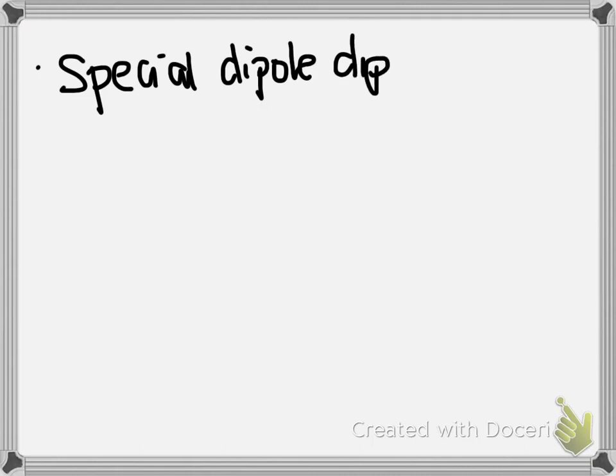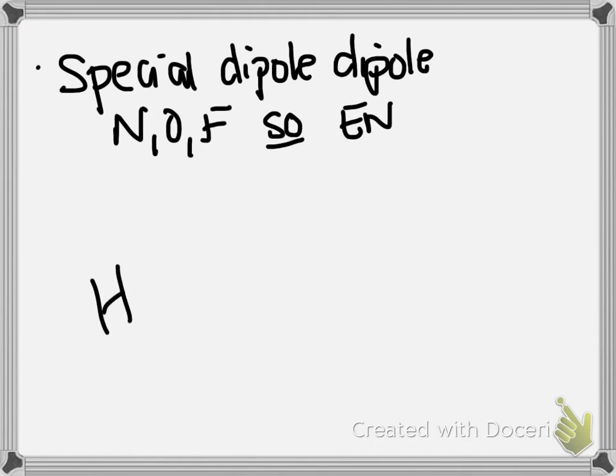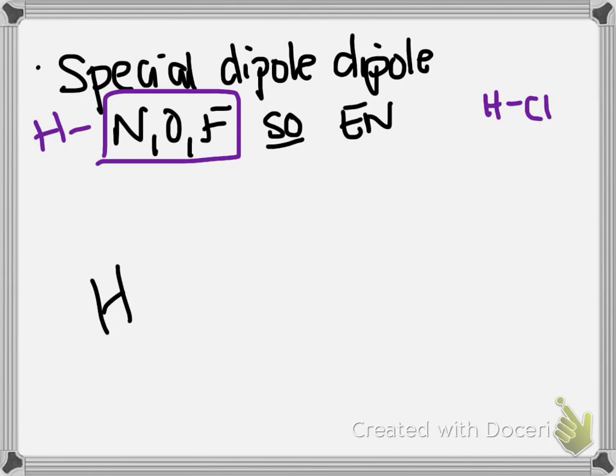It's a special type of dipole-dipole. So again, it's still a dipole-dipole because of the permanent dipoles, but it has that N, O, or F covalently bonded to a hydrogen because nitrogen, oxygen, and fluorine are so electronegative. What that means is they're so good at pulling electrons to itself. So just like HCl, chlorine is negative and hydrogen is positive, if this is an HF bond, the fluorine is so negative. It's like an extra strong magnet, which would make the hydrogen so positive.